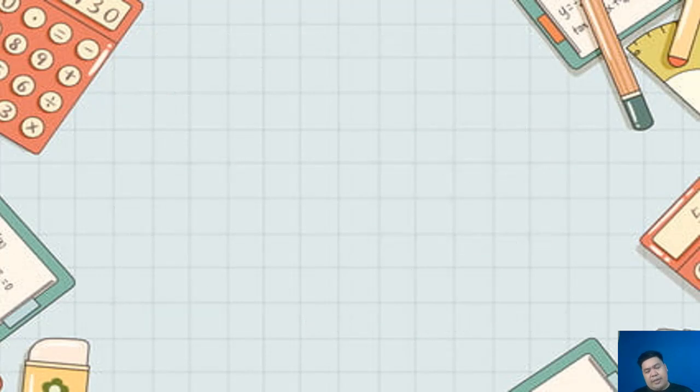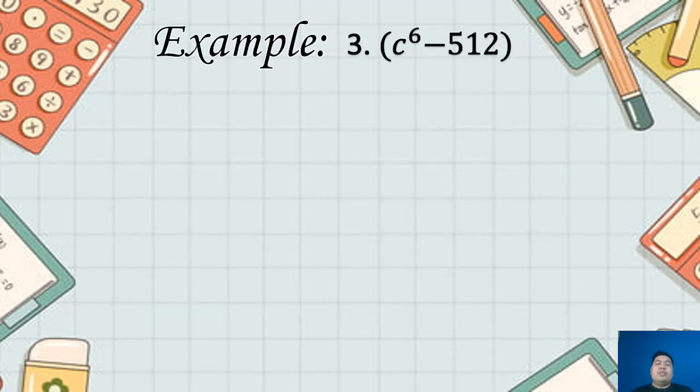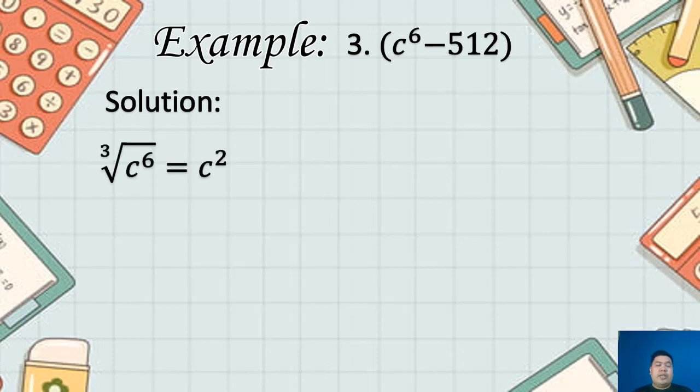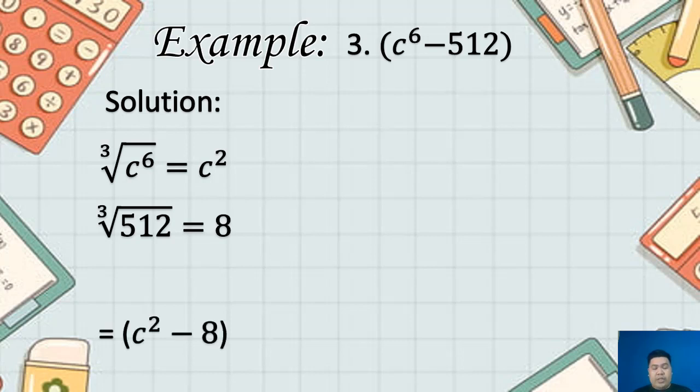For our third example, we have c raised to 6 minus 512. Just remember that our first step is to cube root the first and the second. Here's the solution. First, the cube root of c raised to 6 is c squared. Then the cube root of 512 is 8. Now we extracted the roots, and we get the binomial c squared minus 8.